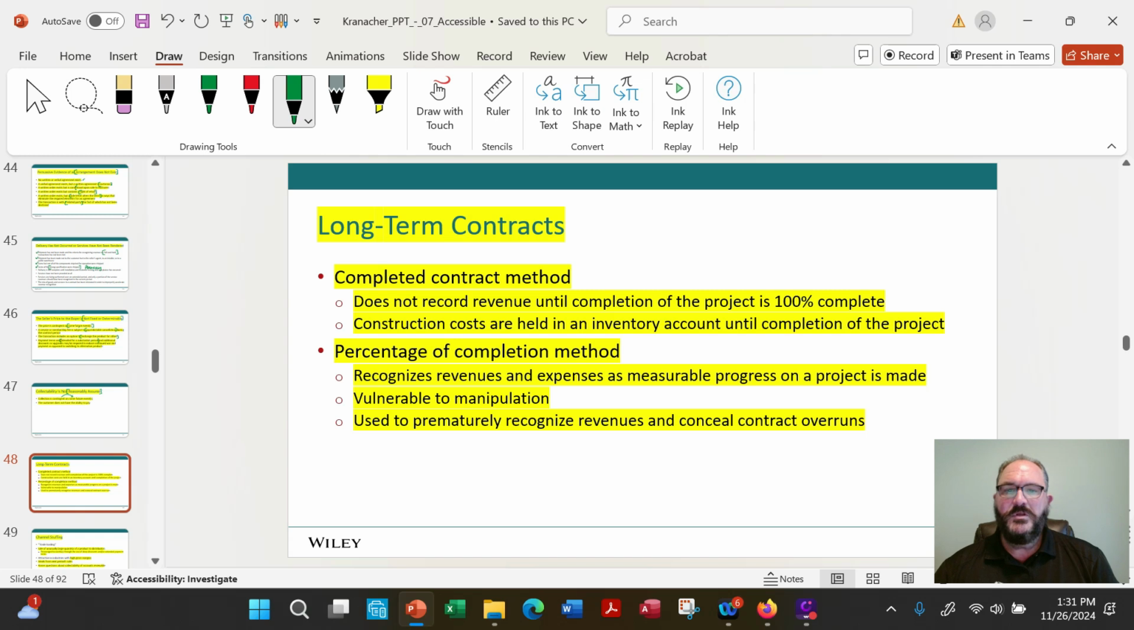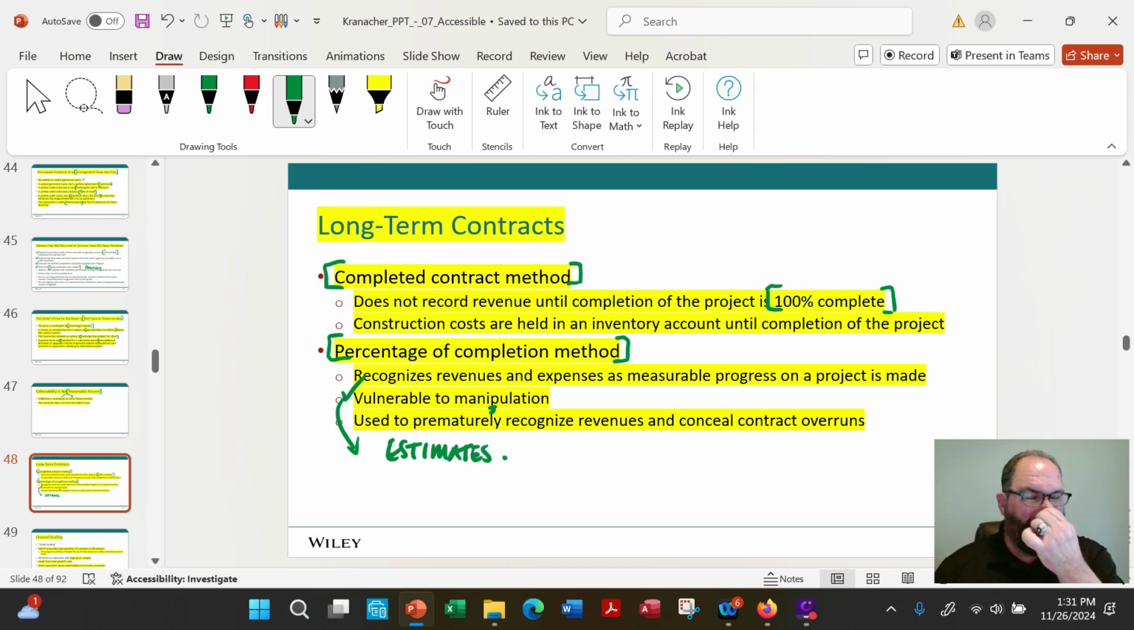Okay. Long-term contracts. Now, with the completed contract method, you've got to wait till it's 100% complete. Companies do that usually if it's within 1 year. And then percentage of completion. Again, notice here, it's vulnerable to manipulation. There's a lot of estimates here. I mean, you're looking at partially done stuff. There's different ways to do it, but anytime you're making that many estimates to get your number, there's a chance that it can be manipulated easily.